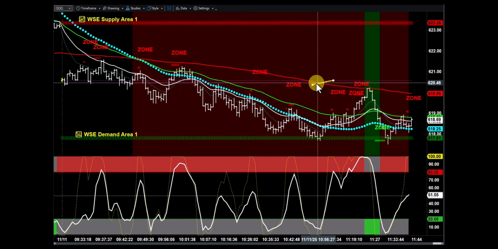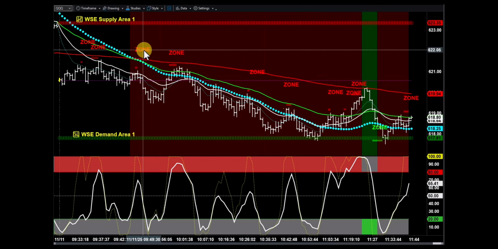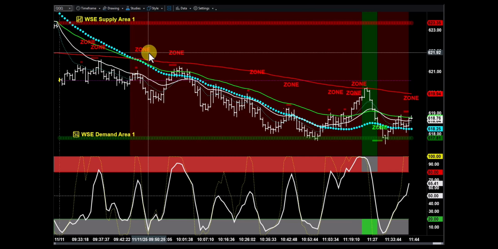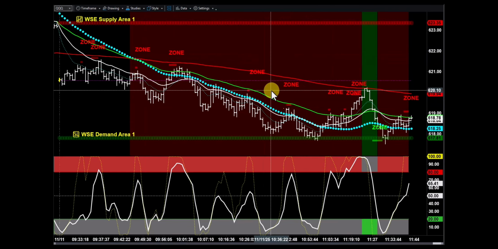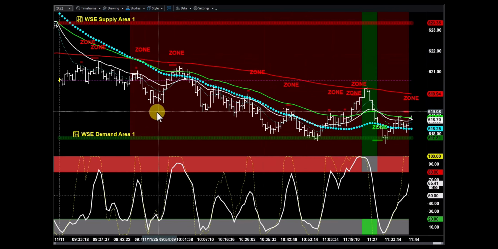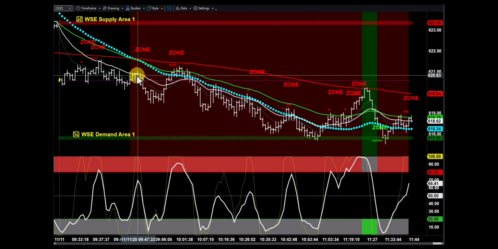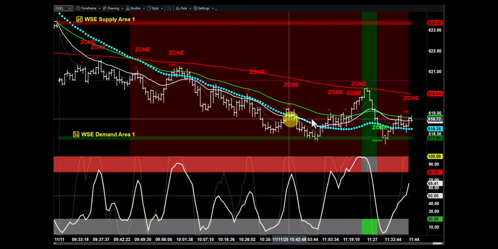The second is we need to see our SlingShot Gap. The beauty of this indicator is it plots the word zone, letting you know that a SlingShot Gap has indeed formed. 1, 2, 3, 4, 5 right in a row here. The third key rule is that along with the SlingShot Gap, we want to see the price bar touching or kissing or bouncing off of one of these moving averages. Here, here, here, here, and here.